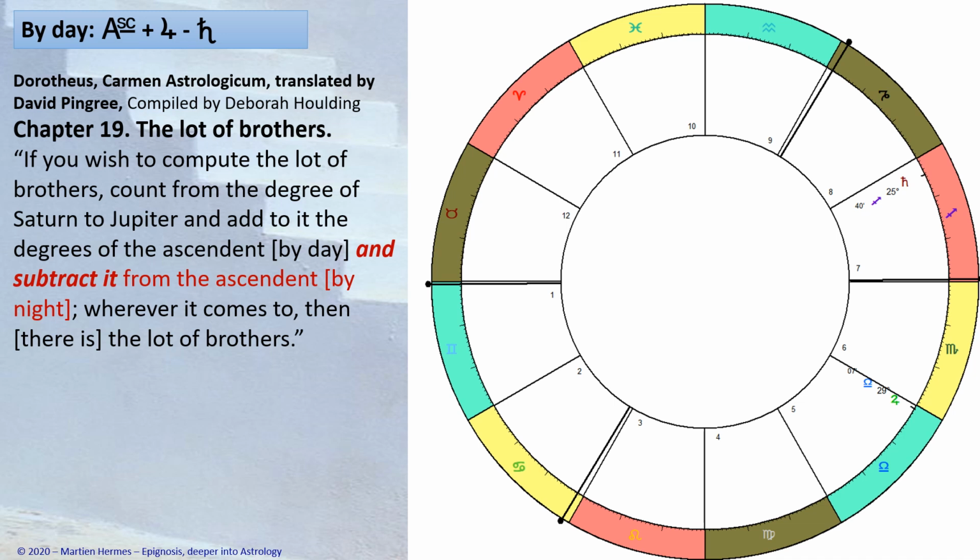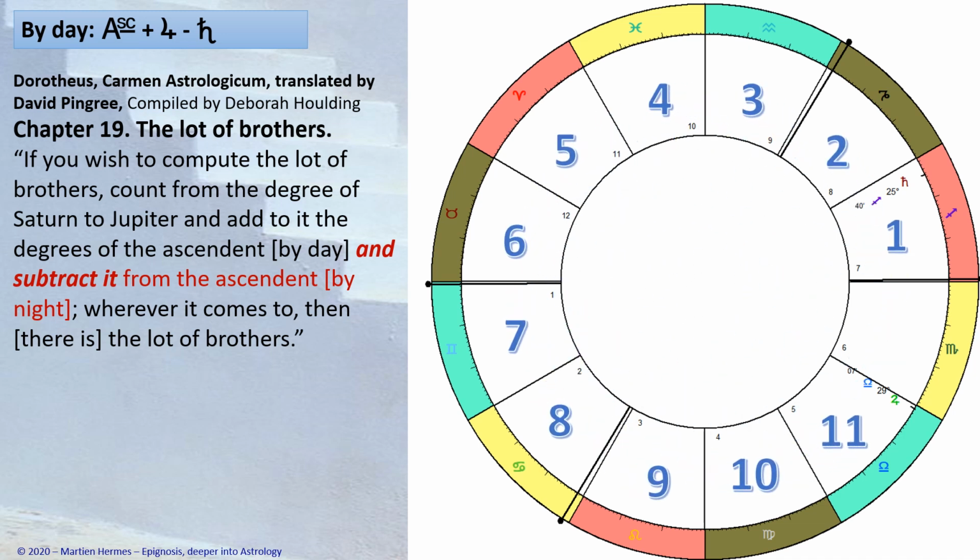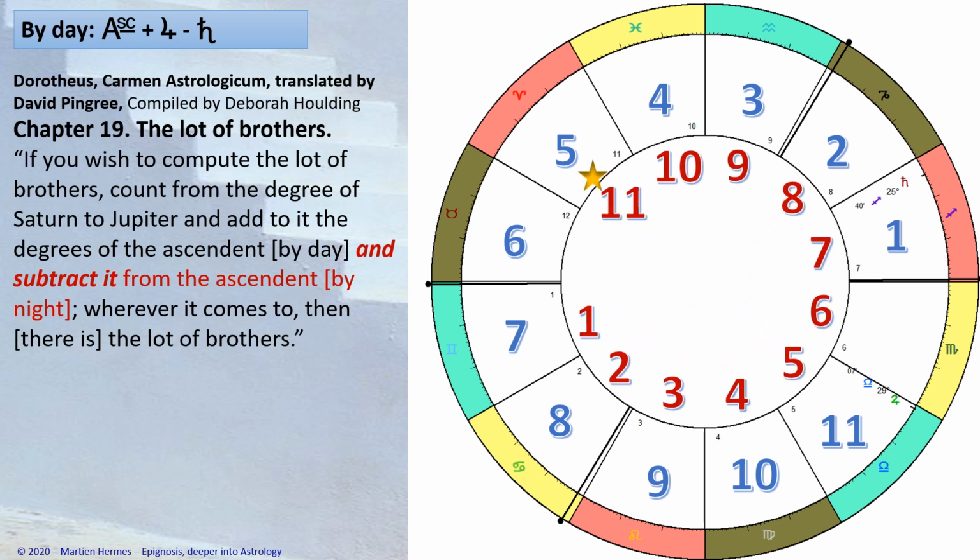Now this is a day chart. You have to take my word for that. And what we have to do, again, we count from the degree of Saturn to the degree of Jupiter. When we do that, we see that there are 11 images between both of them. Okay, so the next step will be that we have to do the calculations from the ascendant. So when we do that, we see this. We arrive at the 11th image, which is in this case also the 11th house, and that's what a lot of brothers is. So the lot of brothers is found at the fourth degree of Aries in this chart, the ram. Okay, so that's nice and straightforward.